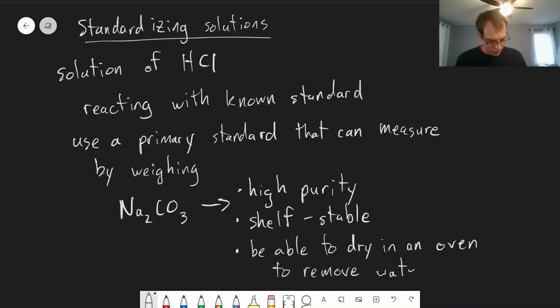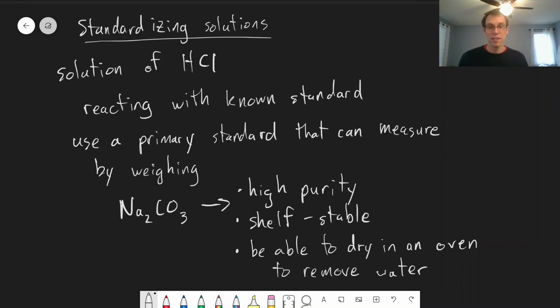Water in the atmosphere likes to cling to lots of stuff, everything. And so we need to remove that excess water that has clung to our standard to be able to get an accurate mass. So it's the same idea with the high purity. This is a way of ensuring high purity, is it's something we can put in the oven and it's not going to decompose. So sodium carbonate is an example of this. There are other primary standards that we can use, but they will have these similar properties.